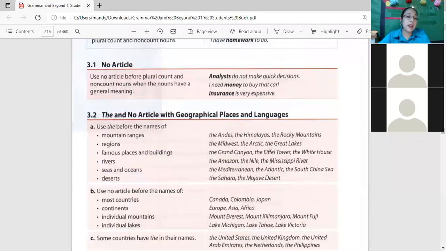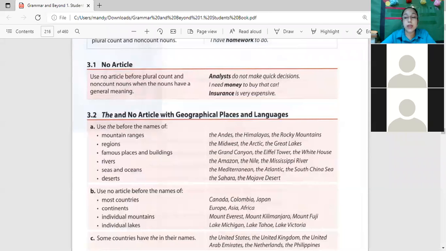When we use the article, and in some cases, no article. Yes, we use no article before plural nouns. Remember, if you have a noun as the first word in a sentence, you don't use an article. And if this noun is plural, you don't use a, an, or the. You only say the noun. For example, analysts don't make quick decisions. In that case, this one is plural, and for that reason, we don't use an article. Then we have, I need money to buy the car. In that case, this one is an uncountable noun, so we don't use an article. Then we have, insurance is very expensive. This one is at the beginning of a sentence, so we don't use an article.